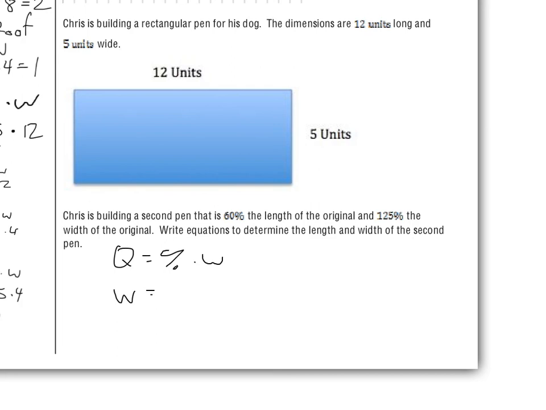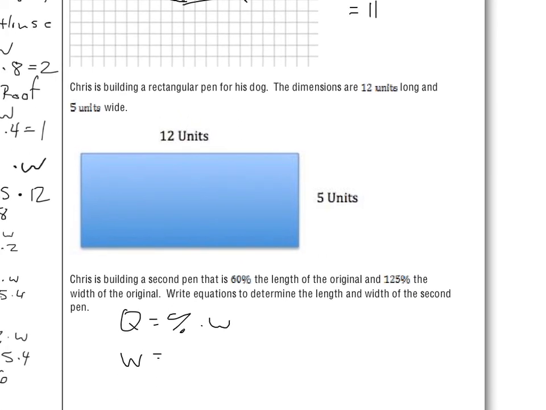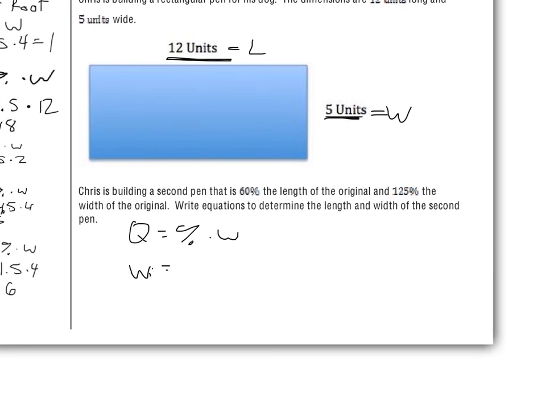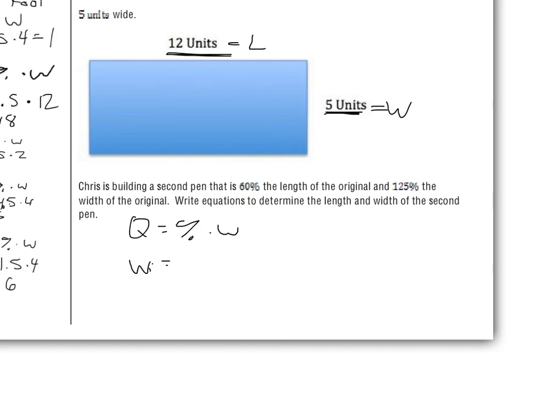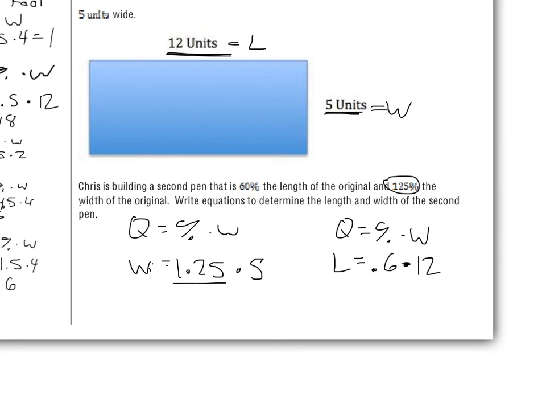And just because I think this is a little bit confusing, let's go ahead and call this the length, and let's call this the width. Alright, so hopefully that will help you sort that out. In my calculations, I'm going to use my width. I'm going to label that as WI, width of my scale drawing. Alright, so my two equations, my width has a scale of 125%, or 1.25 times 5, and my length is 0.6 times 12. Alright, so go ahead and move on to your alone time.